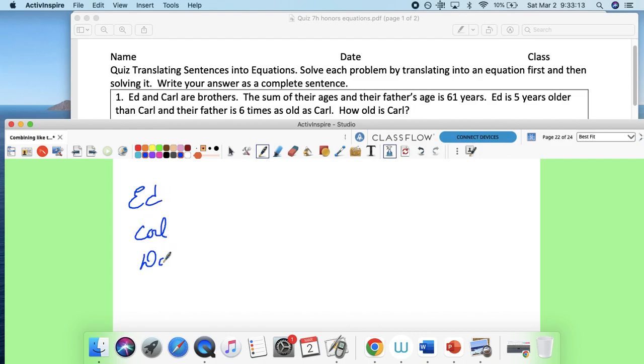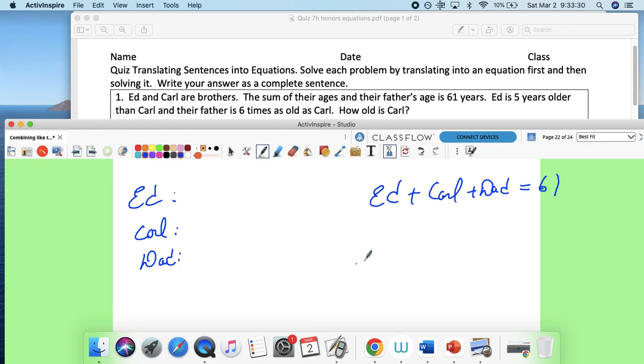and dad. We know something about each of them. The sum of their ages is 61, so if I add all three, you get 61. Let's leave that to the side for a second. Well, actually, let me write it like this. Ed plus Carl plus dad equals 61.